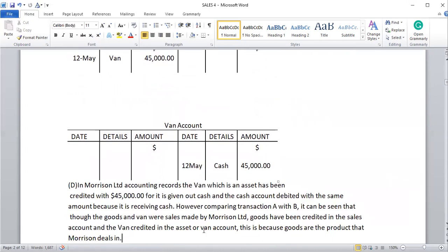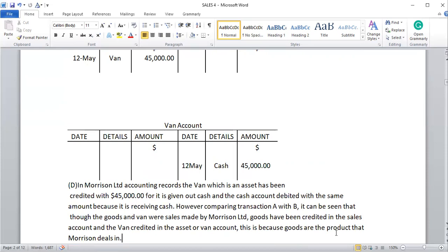D, the explanation. In Morrison Limited accounting records, the van account, which is an asset, has been credited with $45,000 because it is giving out cash, and the cash account debited with the same amount because it is receiving cash. However, comparing transactions A and B, it can be seen that though the goods and van were sales made by Morrison Limited, goods have been credited in the sales account and the van credited in the assets or van account.